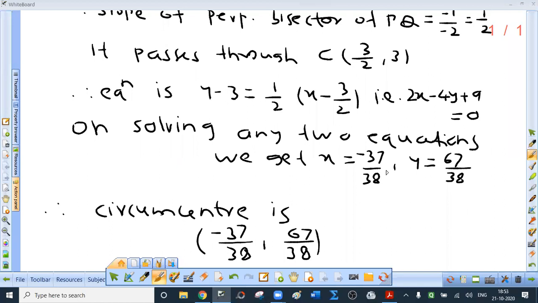Yes, I know that we are not asked to solve two equations, but if we are asked to find the circumcenter, what is the circumcenter? It is the point of intersection of three perpendicular bisectors, right? So the third perpendicular bisector will pass through the point of intersection of any remaining two. So solve any two equations. On solving them, you get these values, right? So the circumcenter, if asked, is (-37/38, 67/38). So we'll solve sum number 15 tomorrow.